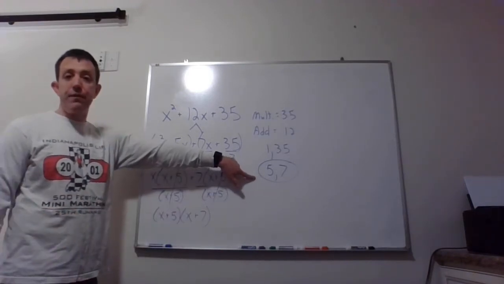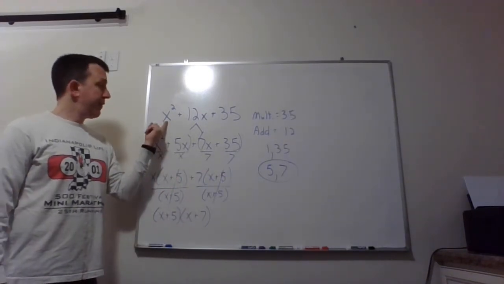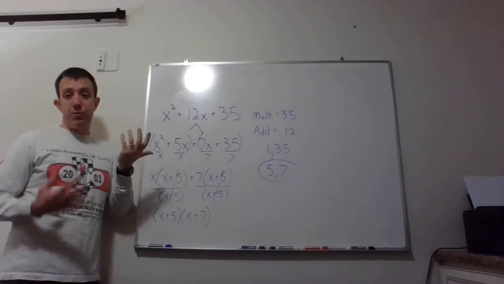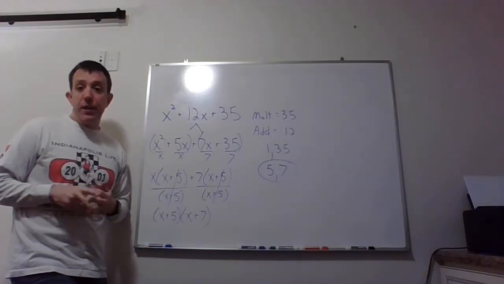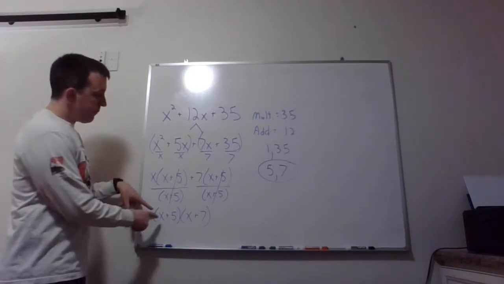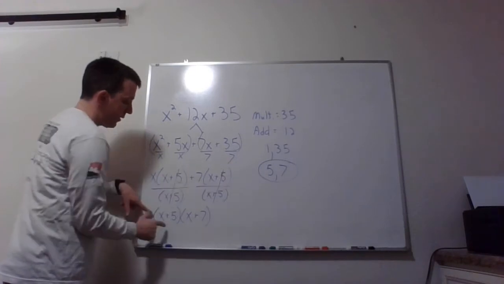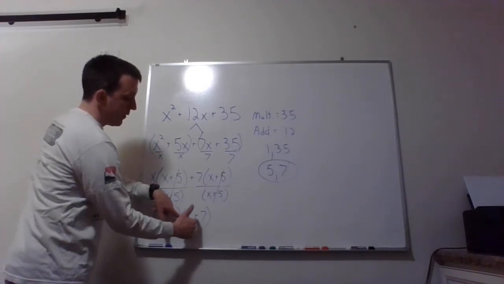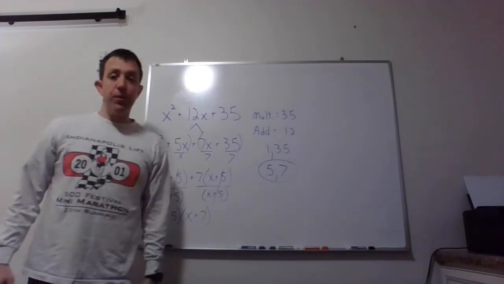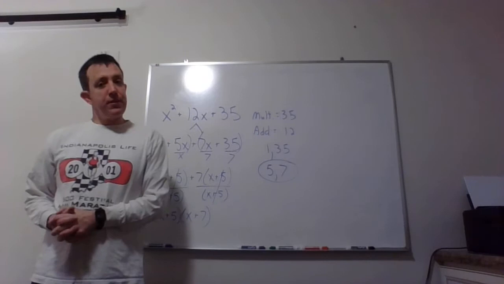What did we have over here for our pair? We had 5 and 7. And it turns out, if you have a problem that starts with just x squared, or whatever variable you want squared, it could be y or p or q, it will always factor like that. Once you find the pair, since it was a positive 5, we have x plus 5. Since it was a positive 7, we have x plus 7. If one or both of those were negative, we would just use minus signs. And maybe we'll see one of those here in just a second.